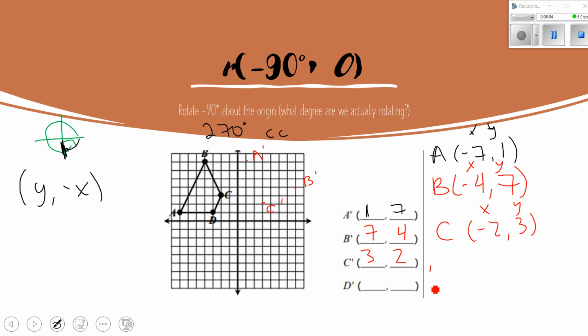And lastly, d was originally at negative 3, comma 1. Label it x, y. Y will still stay as 1, and negative x will turn into a positive 3. So we go 1, 3, d prime, and then we just connect. Beautiful. Look at that. If you are academic, you may stop watching this video. If you are pre-AP, we have one more example to go over.